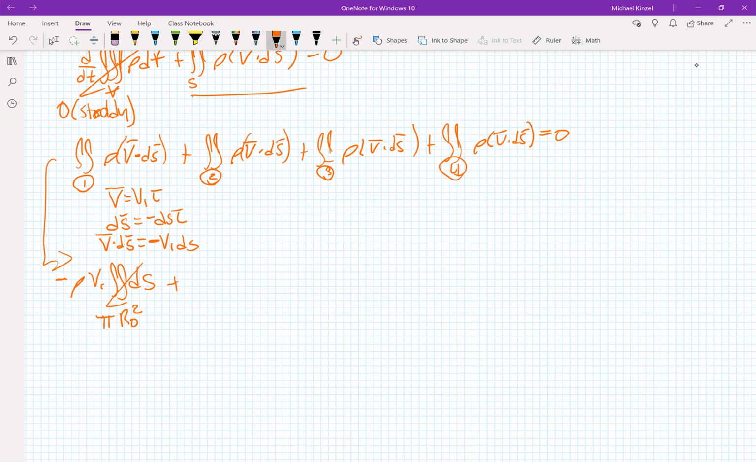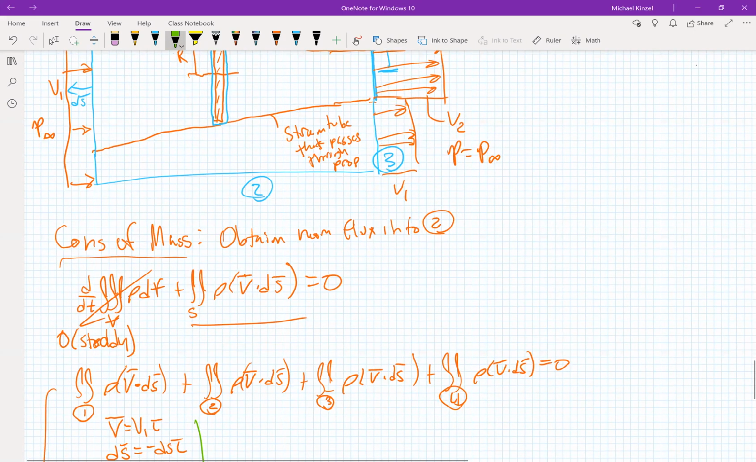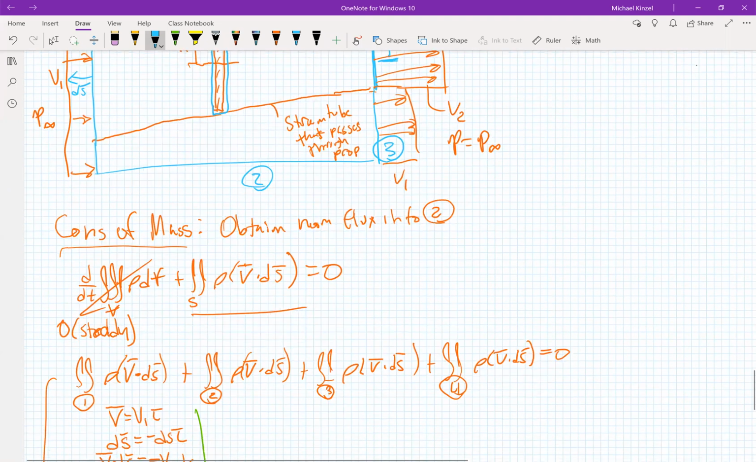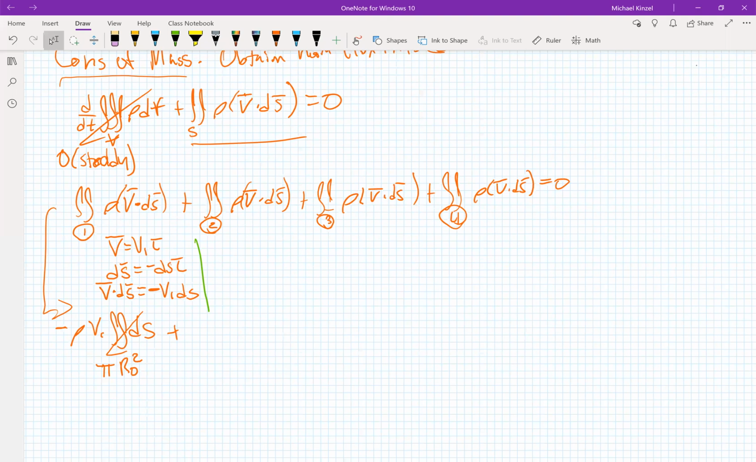Then the next thing we do is go to the second term, this one. Here, in general, we don't know what's going on. This is actually what we're after. So we're just going to call it mass dot, so m dot 2.